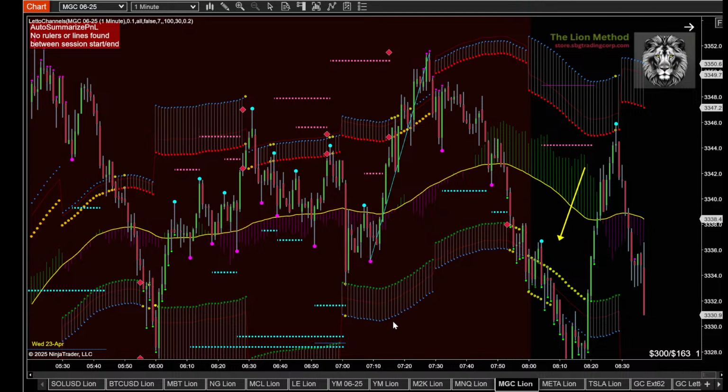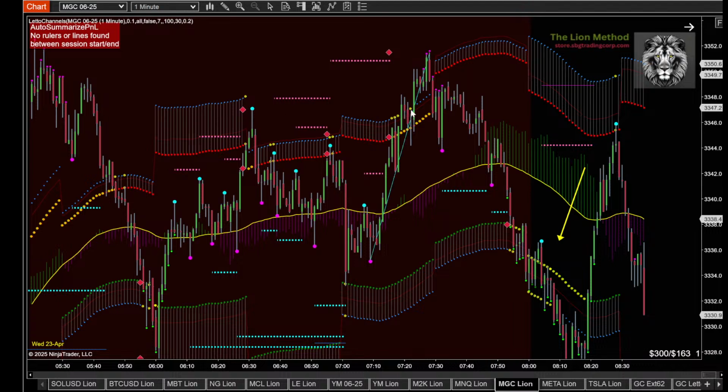Now this blue level down here shows us the 100% move, the furthest price moved away from the midline during this time of day, between 7 and 7:30 Eastern Time. So the blue line up here shows us that in the history of this chart, the price has never exceeded that distance from the midline. That's important information. If we get up and hit that exceeded level, then we've broken new ground.